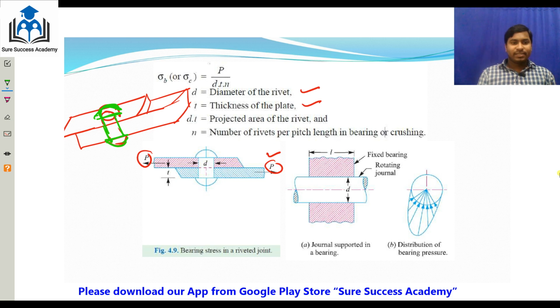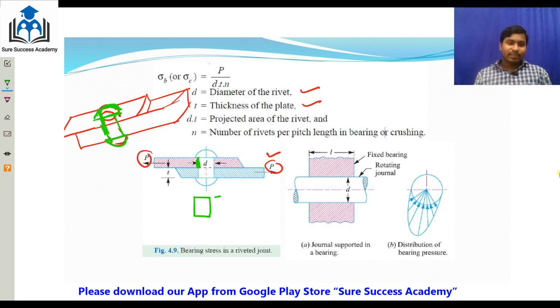So if you see this, the localized compressive stresses here, localized compressive stresses means the rivet surface is connected to the plate. In this area, this localized compressive stress will develop. If you make the projected area of d times the thickness of the plate, this will act like this.